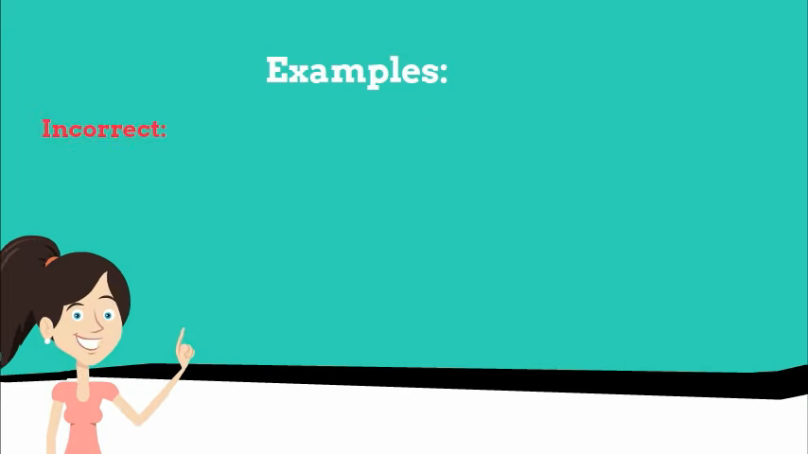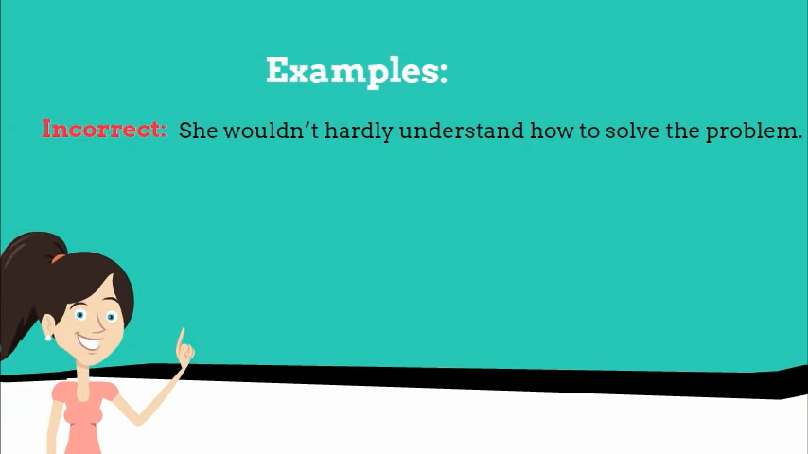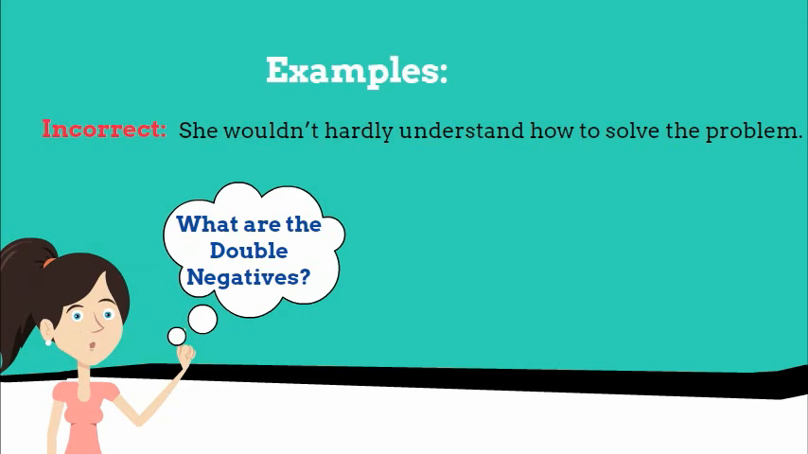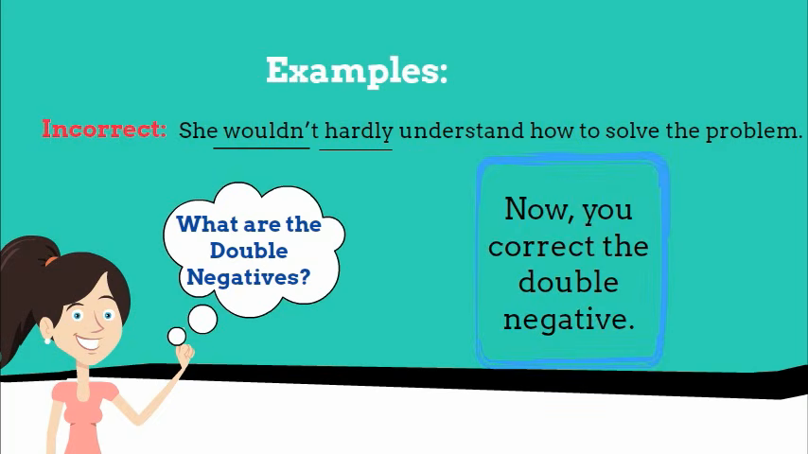Let's look at this example. She wouldn't hardly understand how to solve the problem. Think about what the double negatives might be. The answer is wouldn't and hardly. How would you go about correcting the sentence?